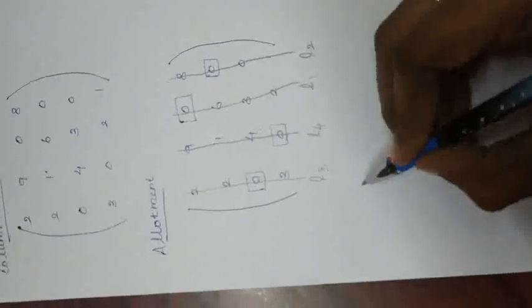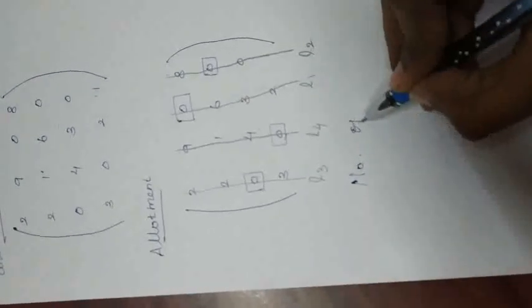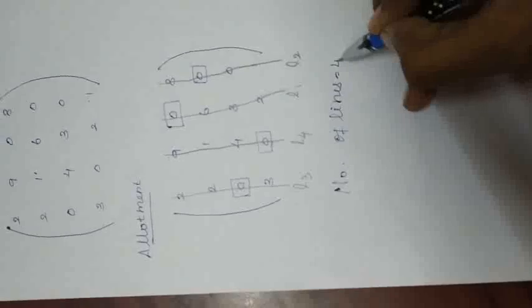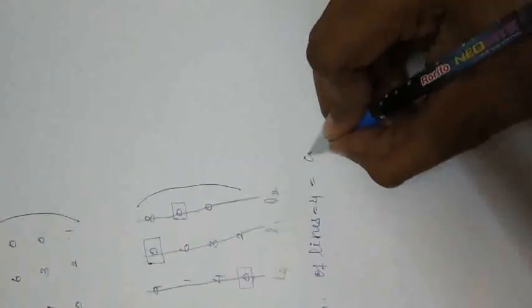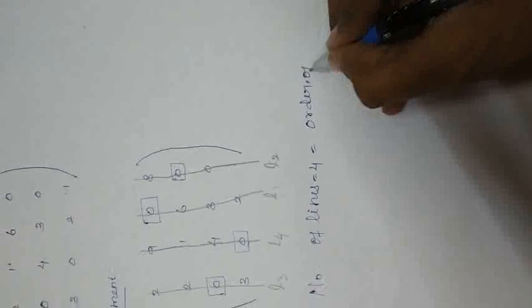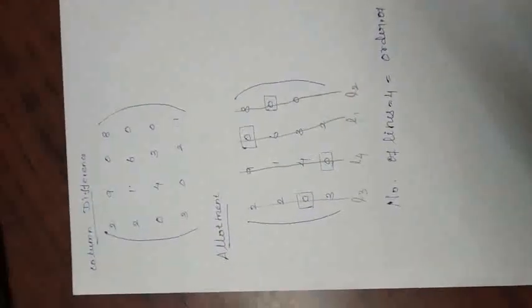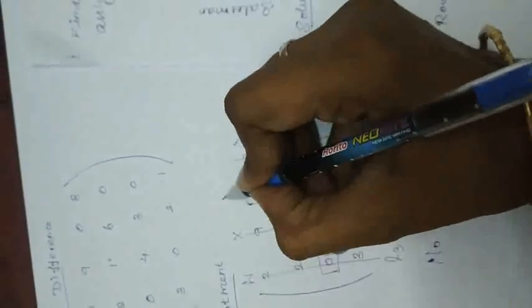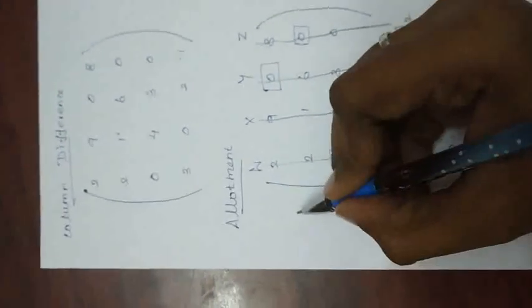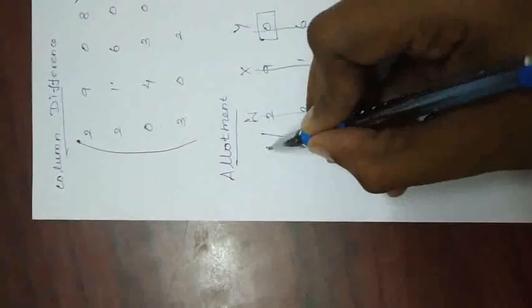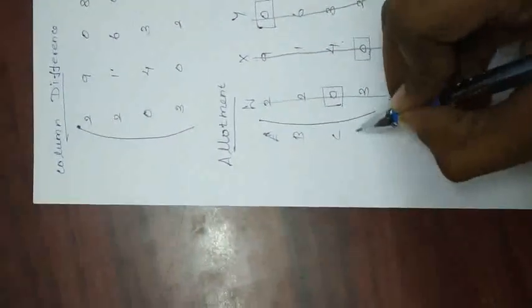So, how many lines are we having here? Number of lines equal to 4, which is equal to the order of the matrix. If it is satisfied, then we can conclude that we attained the optimal assignment. That is, what are the area names given? W, X, Y and Z, and the salesman names are A, B, C and D.